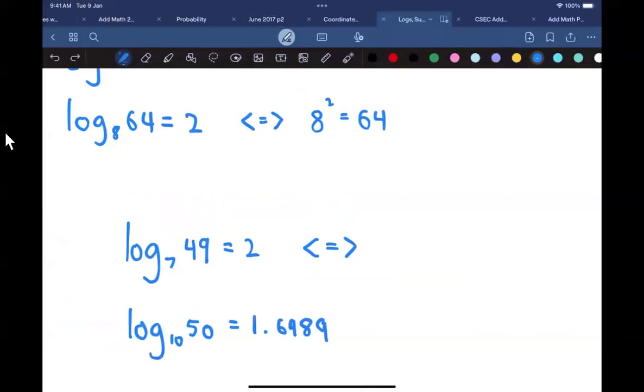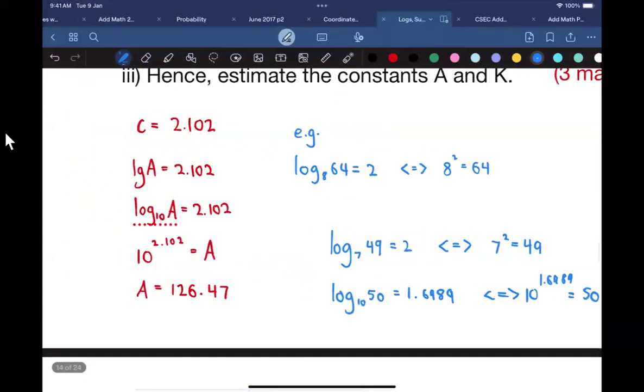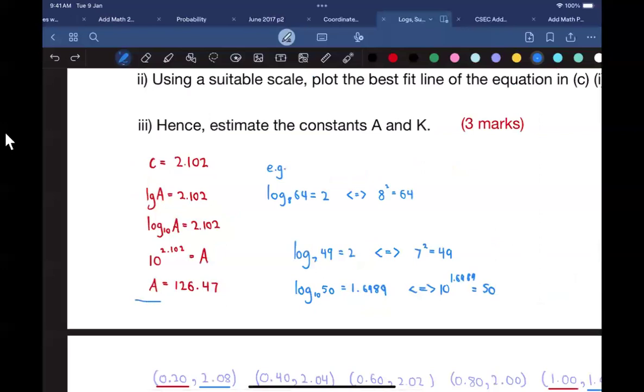That would be 7 to the power 2 is equal to 49. Does that make perfect sense? And over here, it will be 10 to the power 1.6989 is equal to 50. So we do the same thing over here. We just convert that to this. Do you understand that? Yeah, I understand. Right. So if I want to get A, I have to raise 10 to the power 2.102. So that's A. We found the value for A.